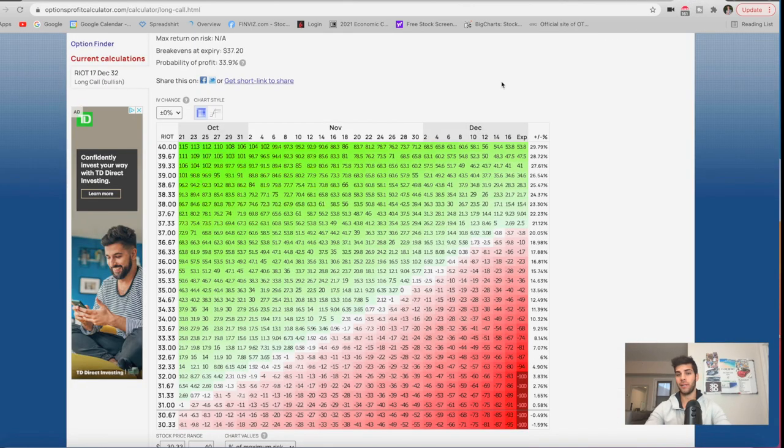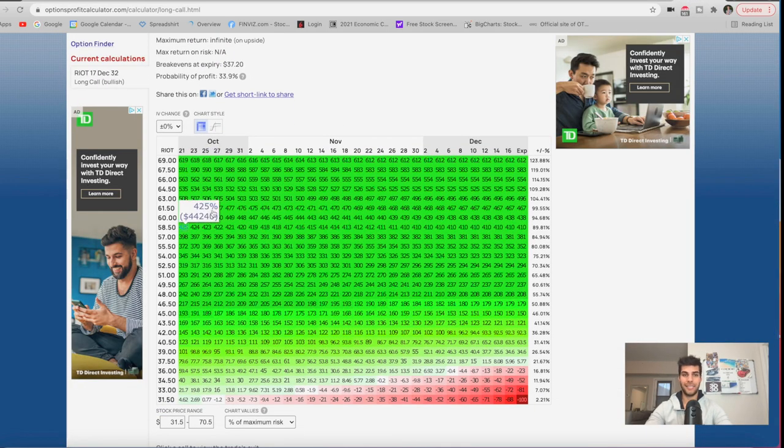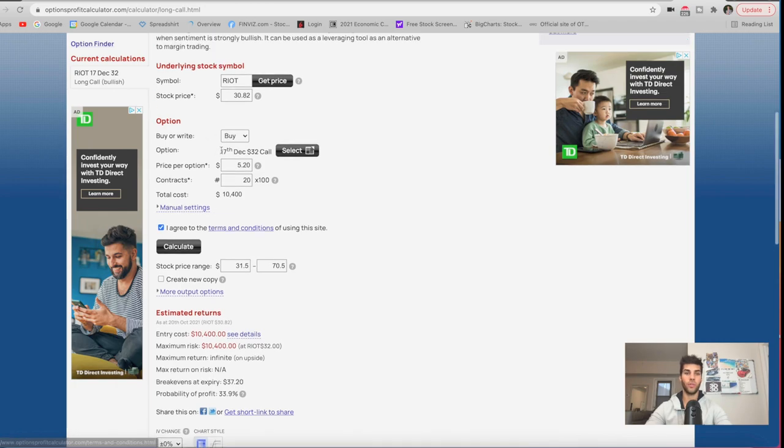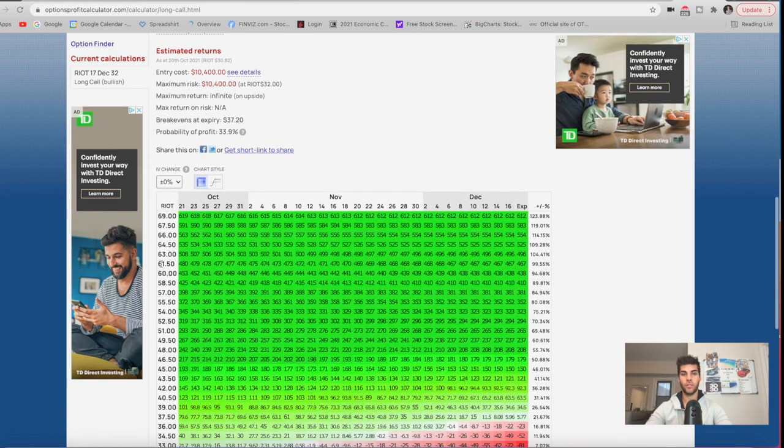So if we take a look at Riot hitting 60 within 1 month, that's about mid-November, well, then we'd be getting a profit of about $46,000 US within the span of less than 1 month on that $10,400 US position, choosing the December 17th expiration. What could also happen is maybe it takes 2 months. All right, well, if it takes 2 months, we would still get that 400% rate of return, sitting at $45,600 in profit. And the reason why these two profits are basically the same is because the intrinsic value is so huge from choosing the 32 strike to the stock being $60.